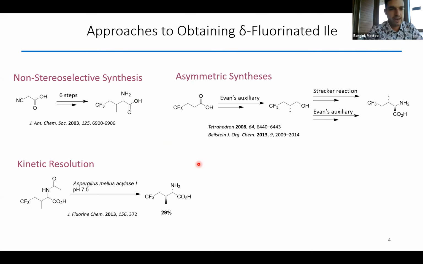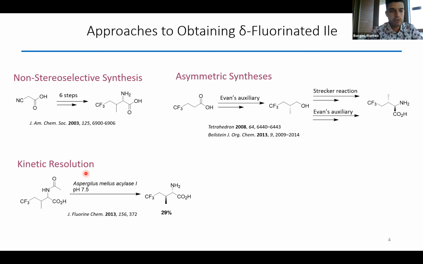So in the literature, you won't find many approaches to synthesize fluorinated isoleucines. There are some non-stereoselective approaches, but of course you will obtain all of the four stereoisomers. There are a couple of asymmetric syntheses, but they don't have a great overall yield. Sometimes they use harsh conditions, and also only the delta trifluoro D-isoleucine is reported. I mean, its synthesis.